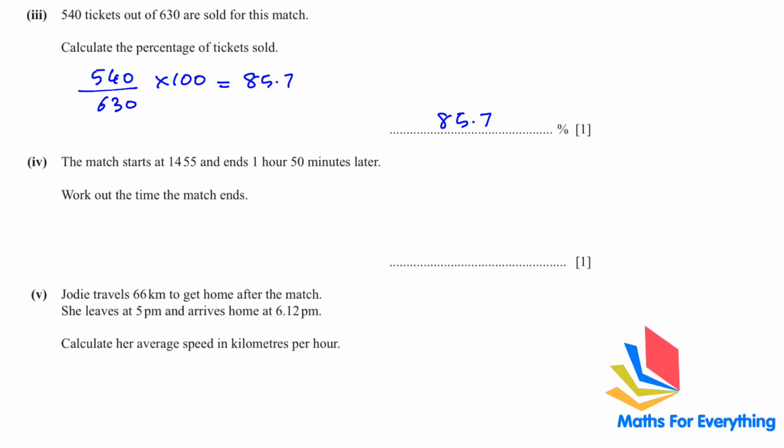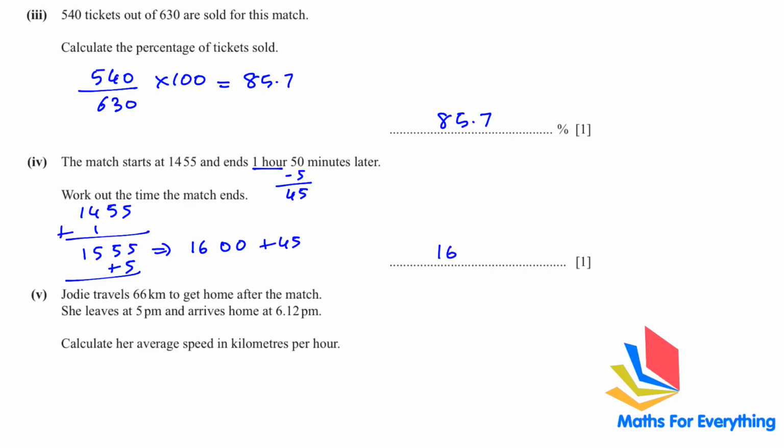85.7%. Next, the match starts at 14:55 and ends 1 hour 50 minutes later. Work out the time the match ends. So we have 14:55 plus the 1 hour. That will give us 15:55. To make this into 16 hours, we need 5 minutes. That 5 minutes subtract from here, so you are left with 45. Add the 45 minutes here and you will get 16 hours 45 minutes.